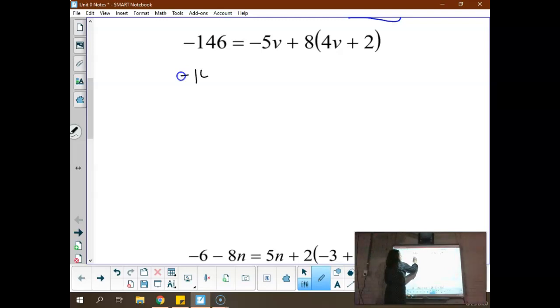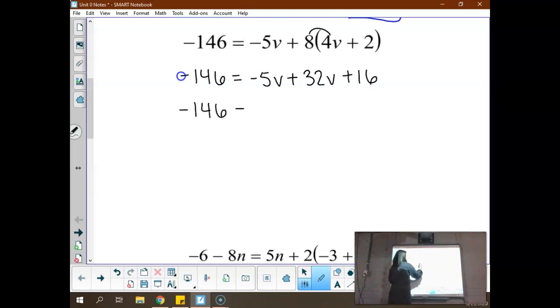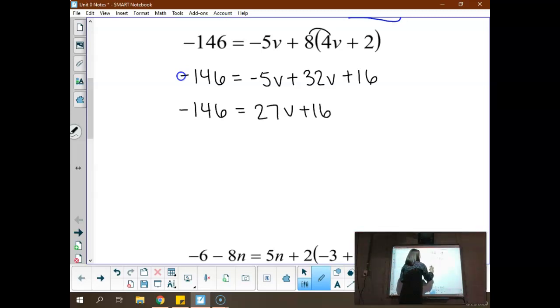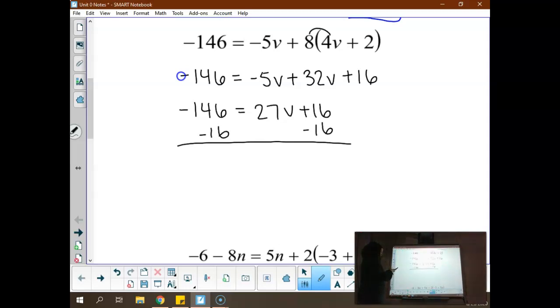So I've got negative 146 equals negative 5v plus 8 times 4 is 32v plus 16. I'm going to combine my like terms. So I get 27v plus 16. I need to move my 16 over. Negative 146 minus 16 more.